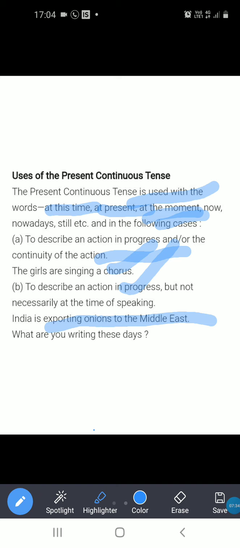What are you writing these days? This is a question sentence. Okay, so here they have used the question word what, and then the auxiliary verb in the sense of a question, and you writing these days, and the question mark is there.